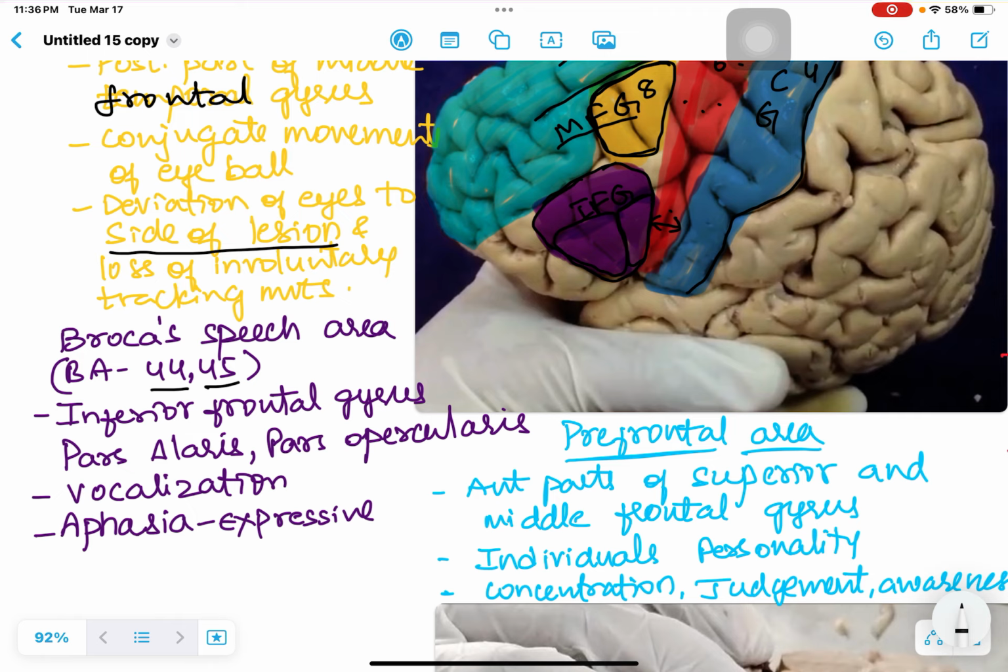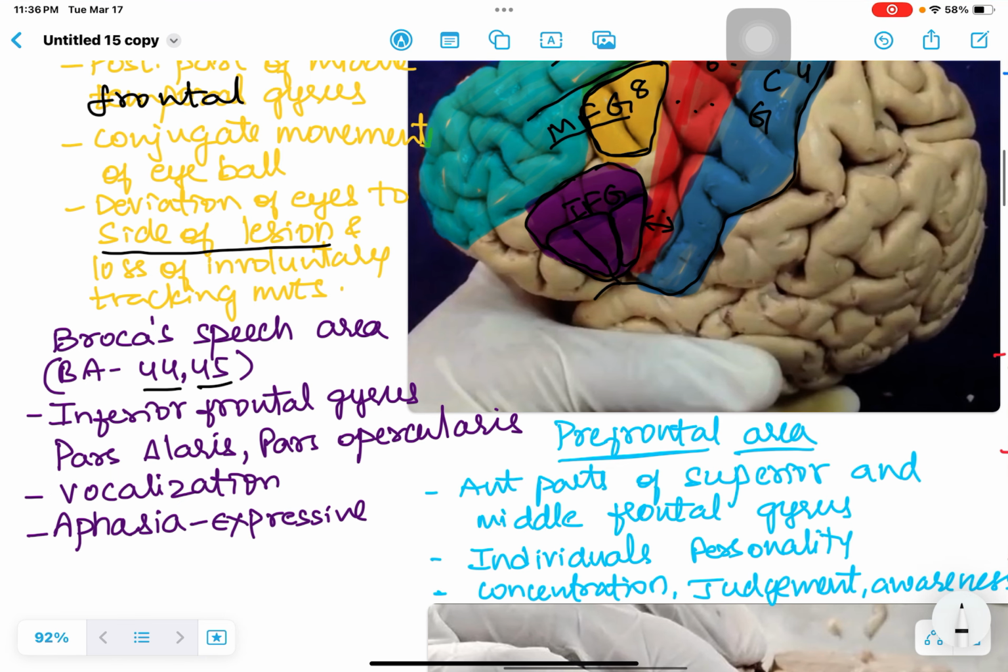So these are present around the horizontal and ascending rami of the lateral sulcus. So this is the lateral sulcus. It has two rami, horizontal ramus and the ascending ramus. So these pars triangularis and pars opercularis surround these rami of the lateral sulcus.